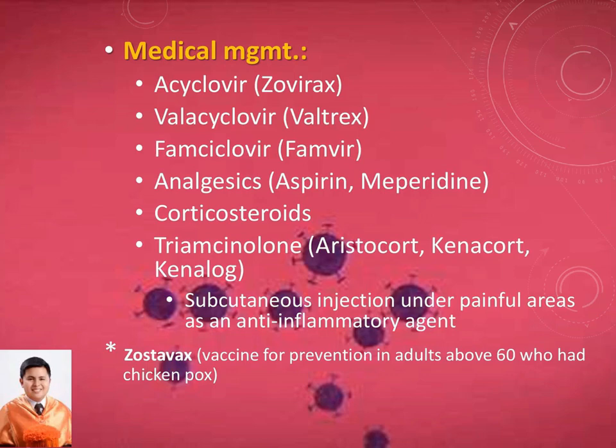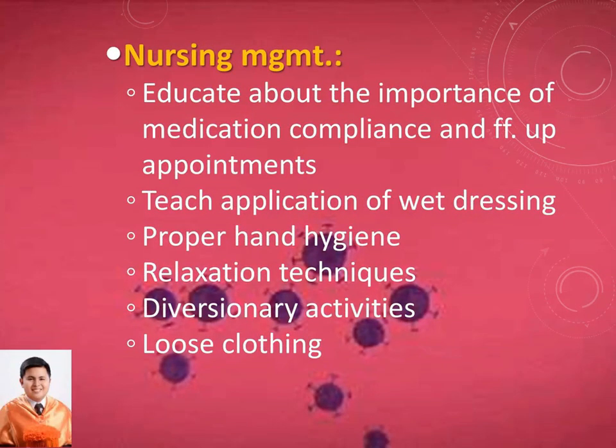Additional information: a specific vaccine named Zostavax may be given for prevention of shingles in adults above 60 years old who had chickenpox. For the nursing management, we need to educate our clients on the importance of medication compliance and follow-up checkups. Health education on how to do dressing on the rashes and vesicles is also very important.